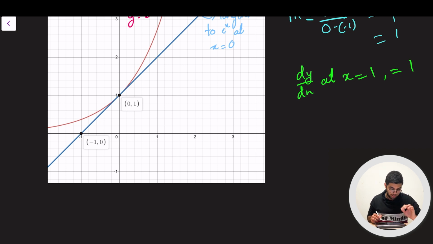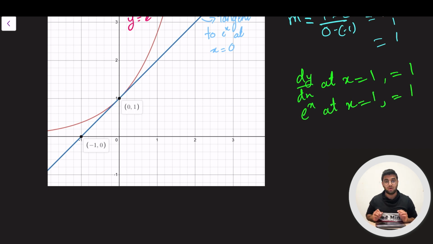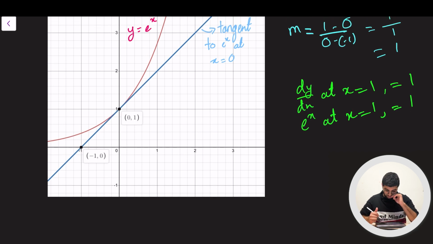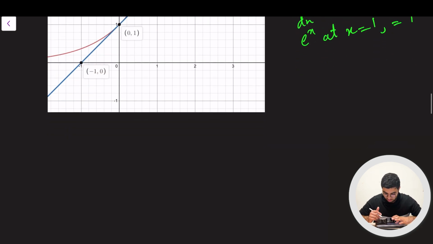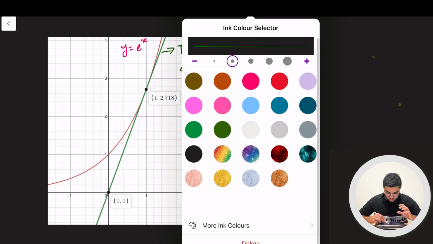It's important to note here that y, so let me just write e to the x instead, e to the x at x equals 0 is also equal to 1. Now I'm sure some of you might already be having guesses. So we're just going to keep going and see if this pattern holds. Let's draw another tangent, this time at 1, a different place, and we're going to do the same thing.